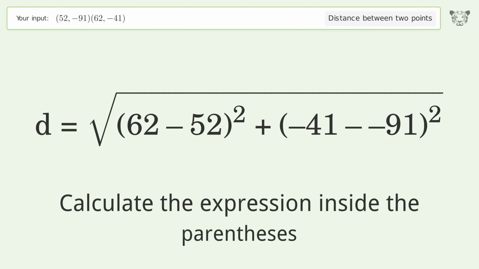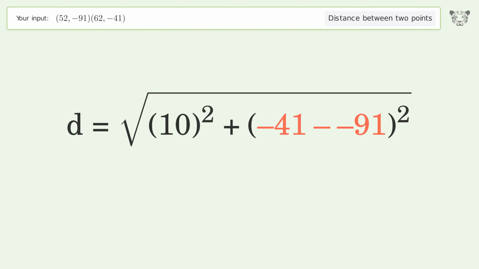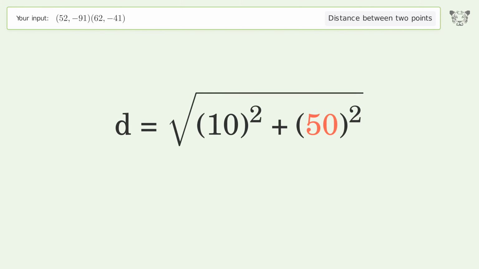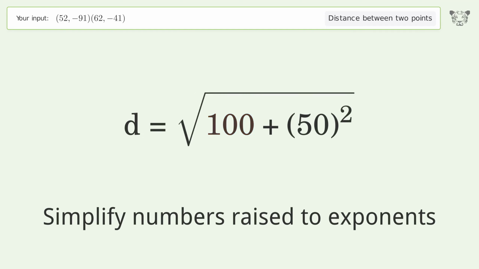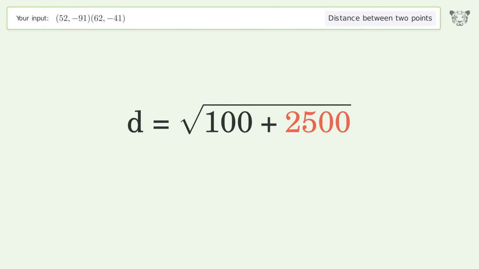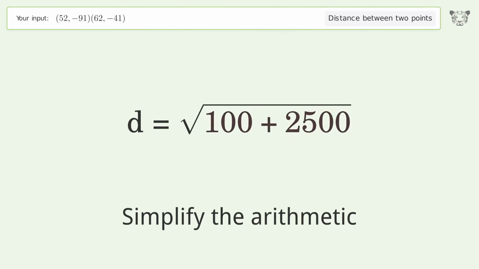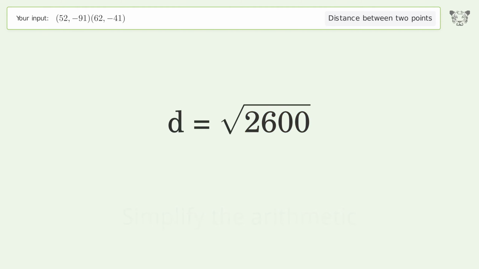Calculate the expression inside the parentheses. Simplify numbers raised to exponents. Simplify the arithmetic. And so the distance between the 2 points is the square root of 2600, or 50.99.